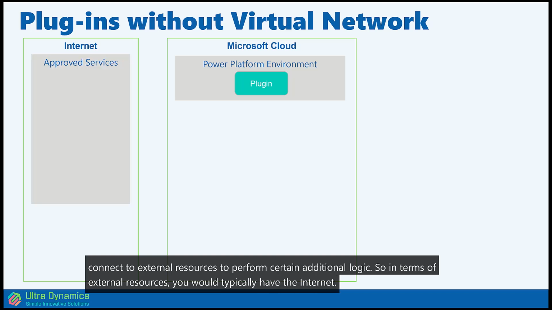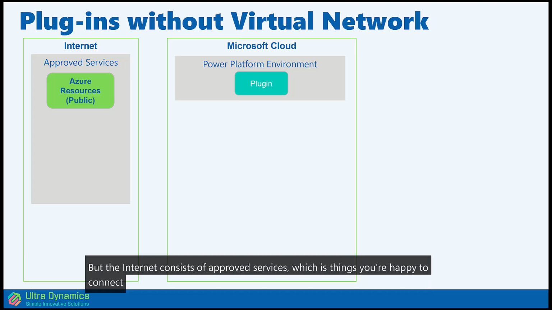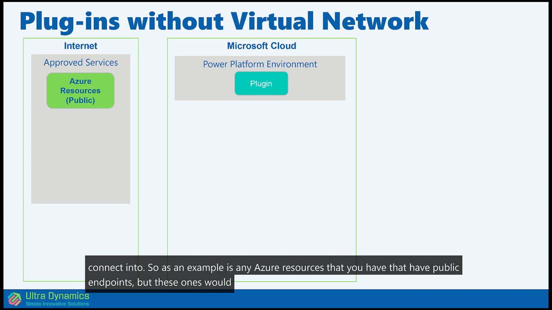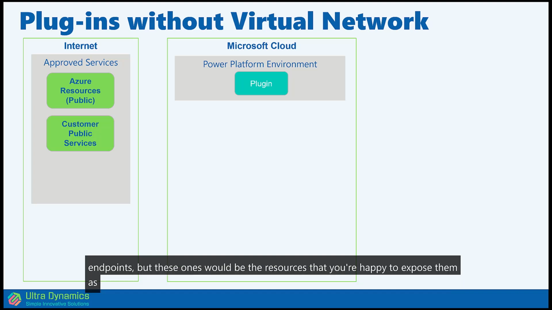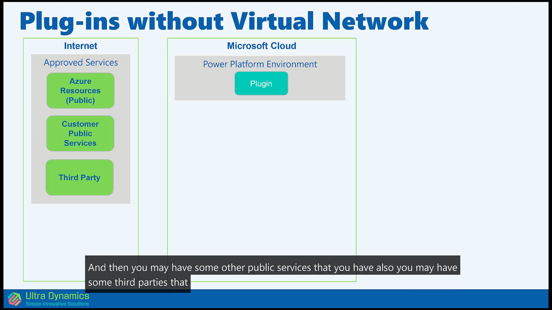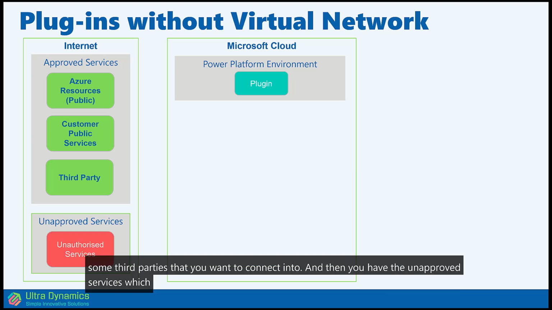The internet consists of approved services, which are things you're happy to connect into. An example is any Azure resources that you have that have public endpoints. These would be the resources that you're happy to expose as public endpoints. And then you may have some other public services. Also, you may have some third parties that you want to connect into. And then you have the unapproved services, which are the services that ideally you don't want anyone in your organization connecting into.